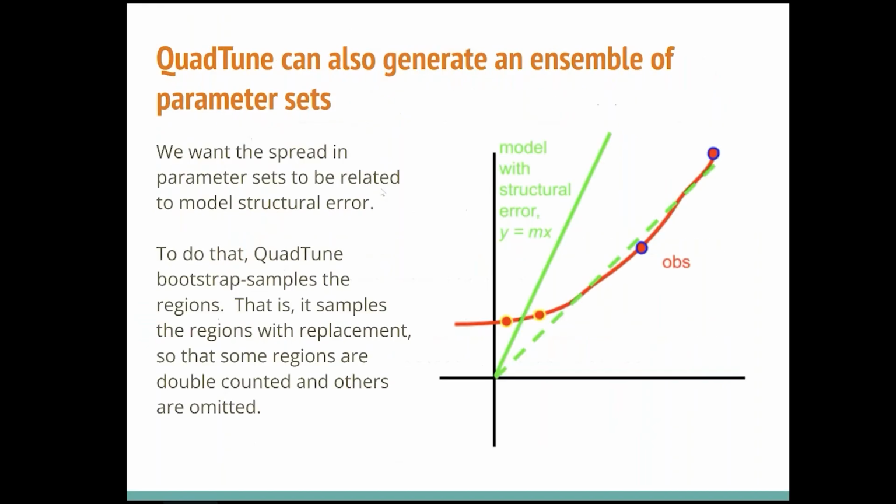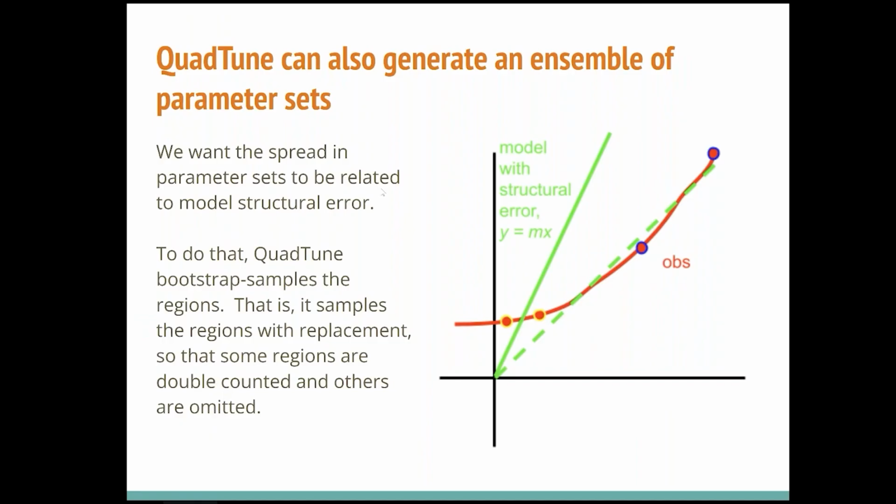One other thing, if I have a moment, which is QuadTune can also generate an ensemble of parameter sets. The idea is to get a measure of uncertainty, and in particular, I'm interested in uncertainty due to model structural error rather than observational error, because I think in a future climate projection, it's probably model structural error that's going to lead to bad results as opposed to observations being bad.